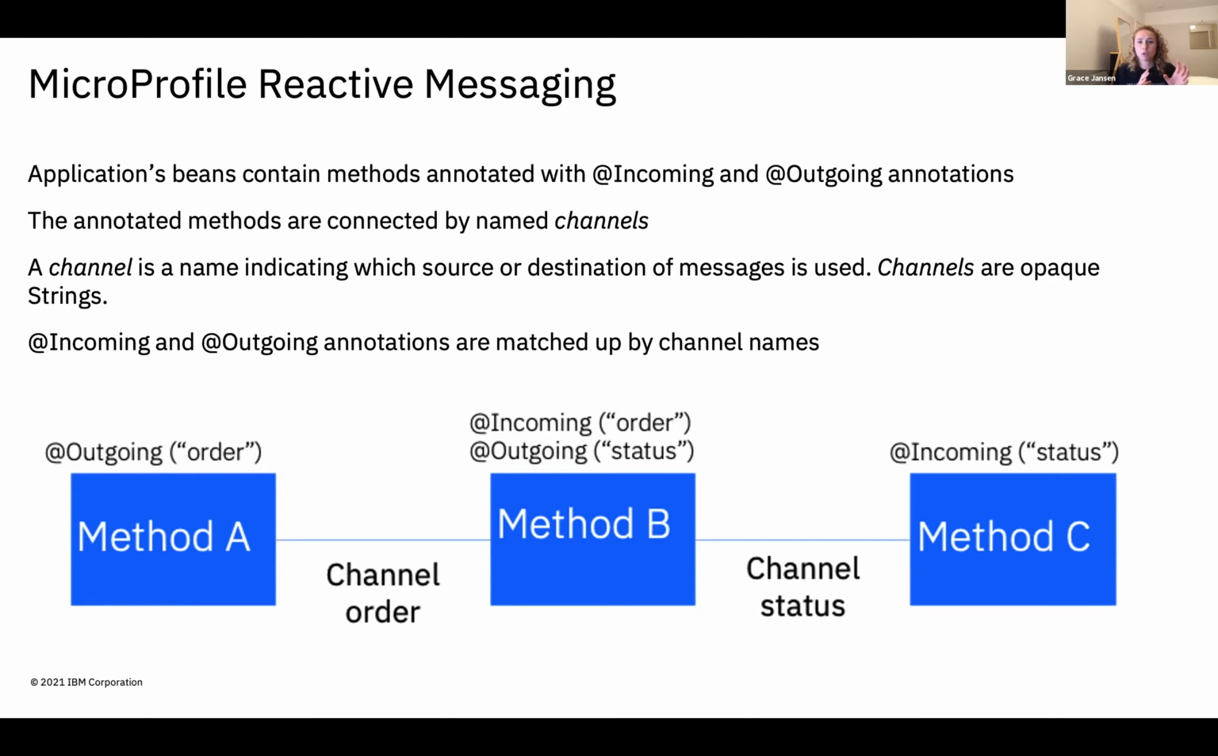Now, because MicroProfile is a specification, you'll need an implementation to be able to actually use it. So we have implementations within OpenLiberty, for example, which is our open source runtime for Java, and that has its own connectors. So depending on the implementation you choose will depend on what connectors are available to you and what types of third-party messaging brokers you can connect to.